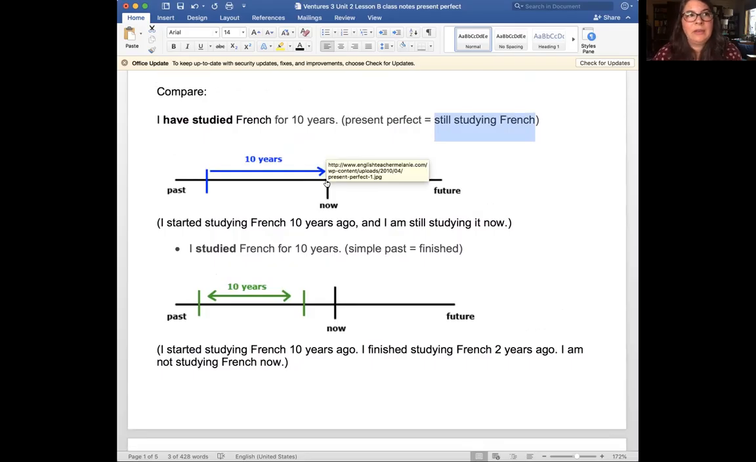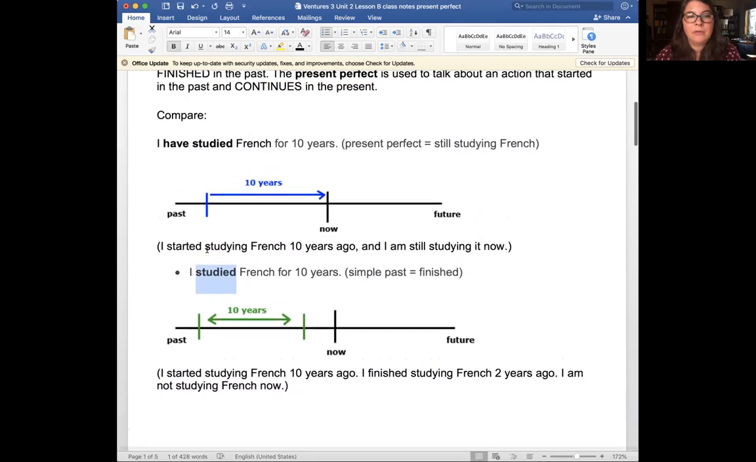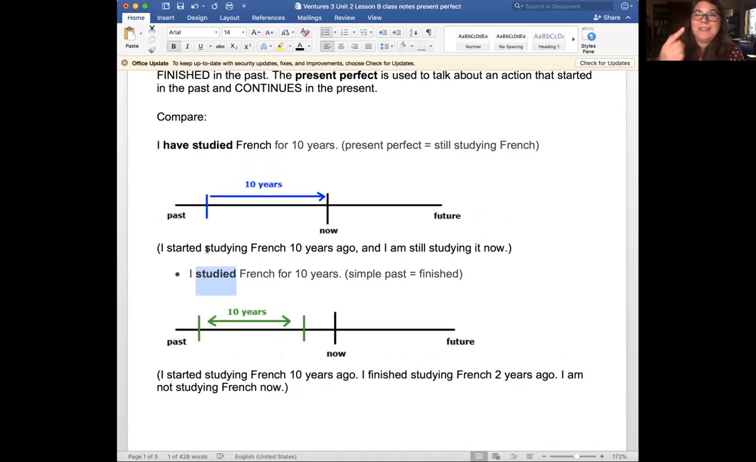Ask yourself, is it finished and over? Then we use simple past. I started studying French. I finished studying. I studied French. Simple past and over. I'm not studying now. But if you are still studying, if it's true now, you need present perfect. I have studied French for 10 years, which means you're still studying. Do you understand that difference?